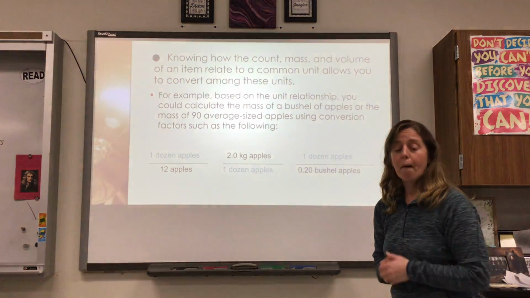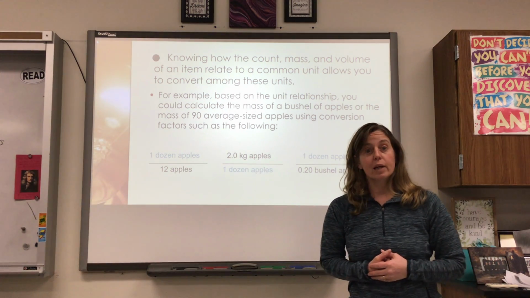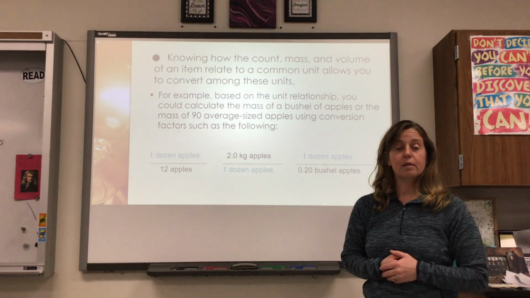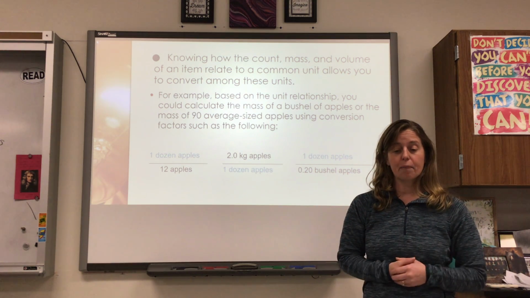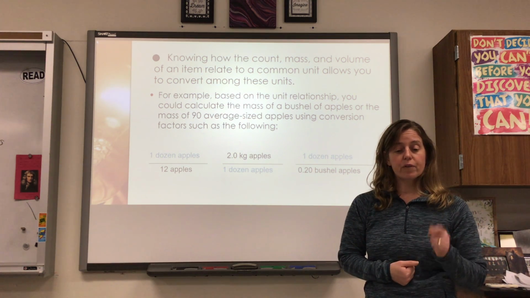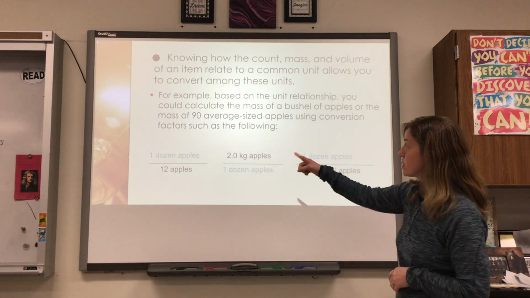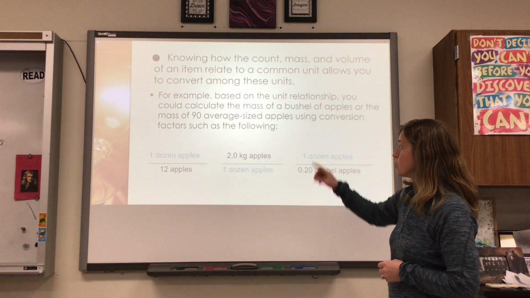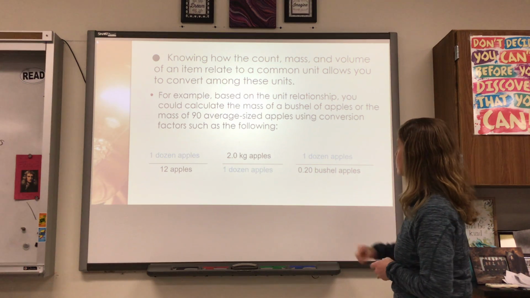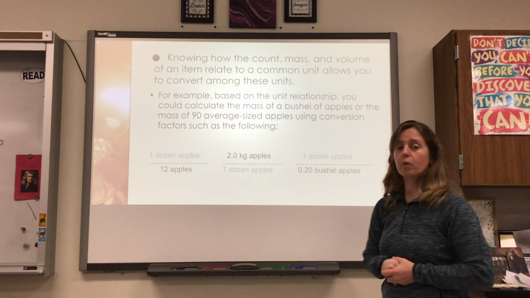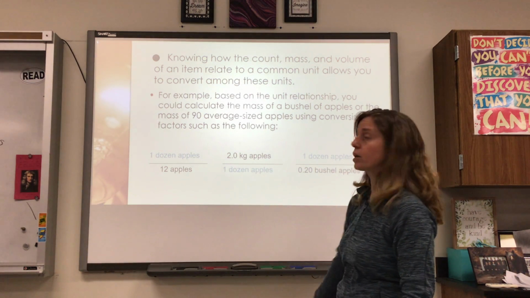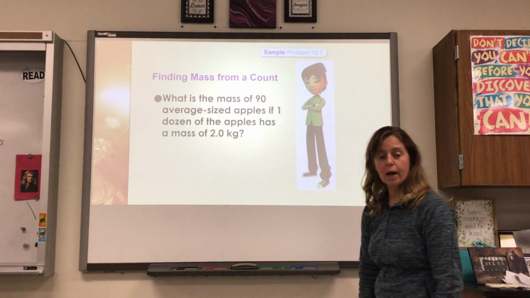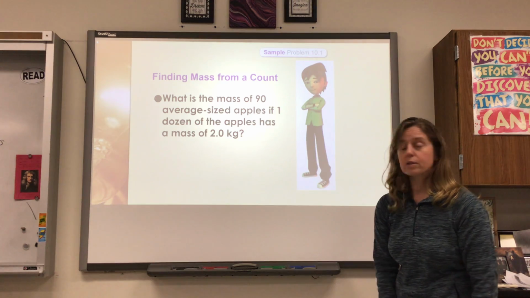For example, based on the unit relationship, you could calculate the mass of a bushel of apples or the mass of 90 average size apples using conversion factors such as the following: a dozen apples over 12 apples, 2 kilograms over a dozen apples, and 1 dozen apples over 0.2 bushel of apples. So there's your 3 ratios, 3 conversion units. Let's try to convert this.